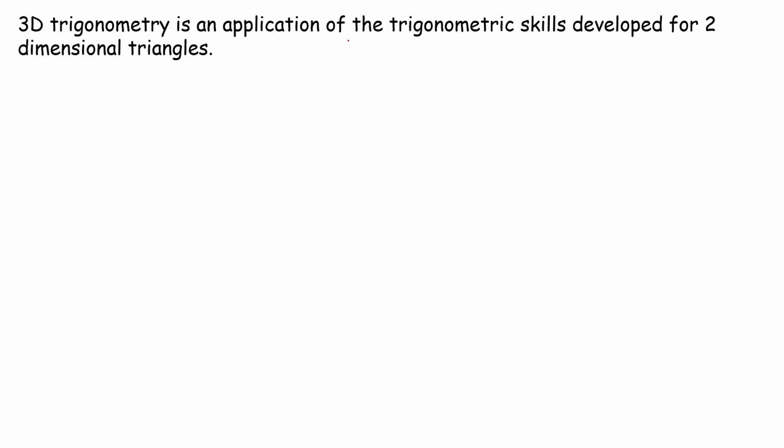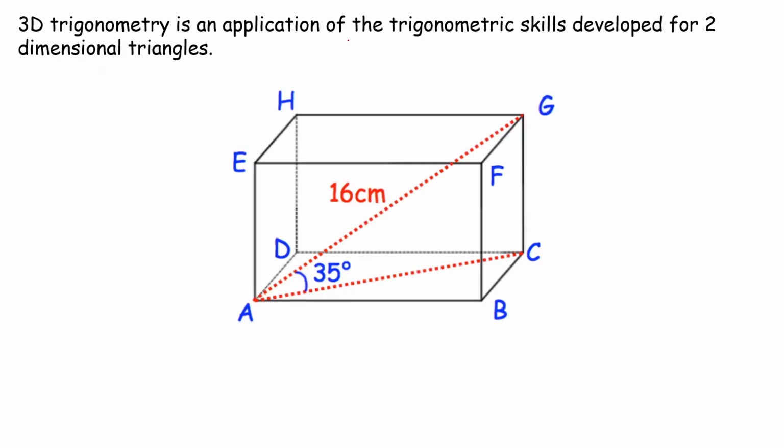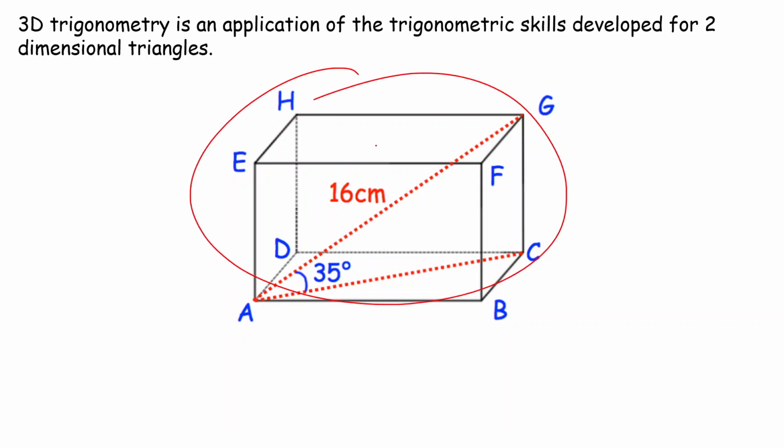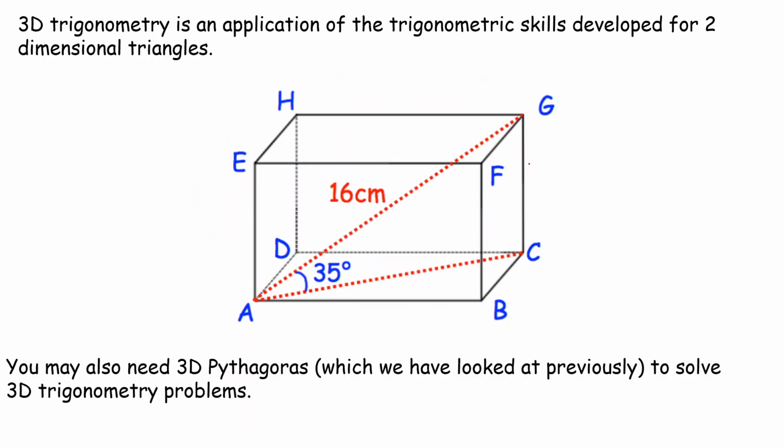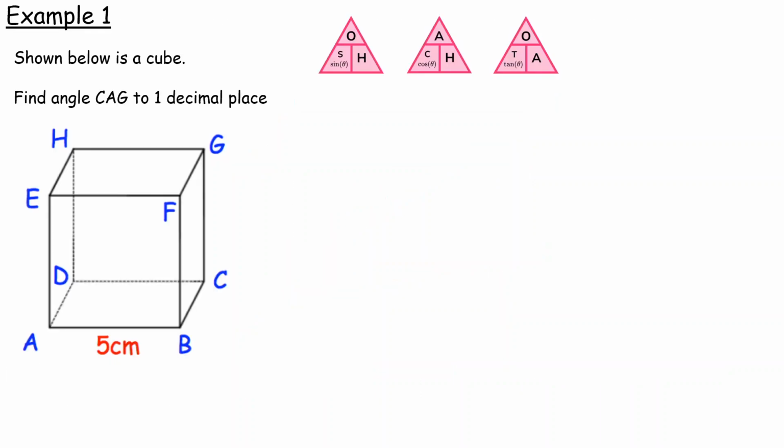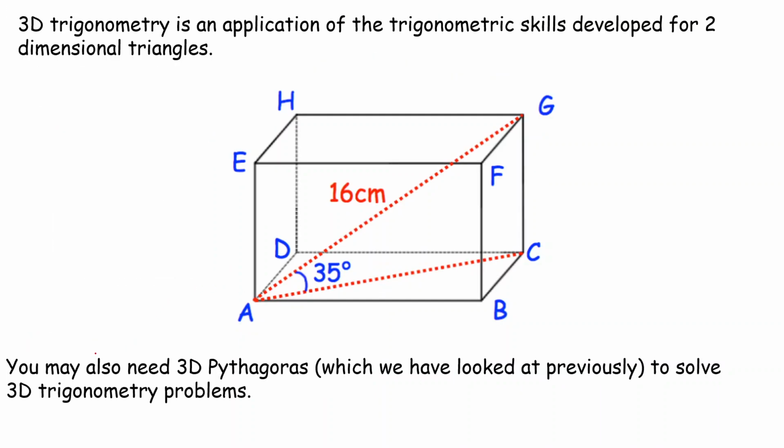So 3D trig is just applying what you know about trigonometry in 3D. Again, a bit like with 3D Pythagoras, you're given 3D objects like a cuboid here, and you might be asked to find perhaps a missing angle, not in this case, or a missing side, within a triangle in 3 dimensions. It also says that you might need to use 3D Pythagoras in 3D trigonometry problems. Okay?